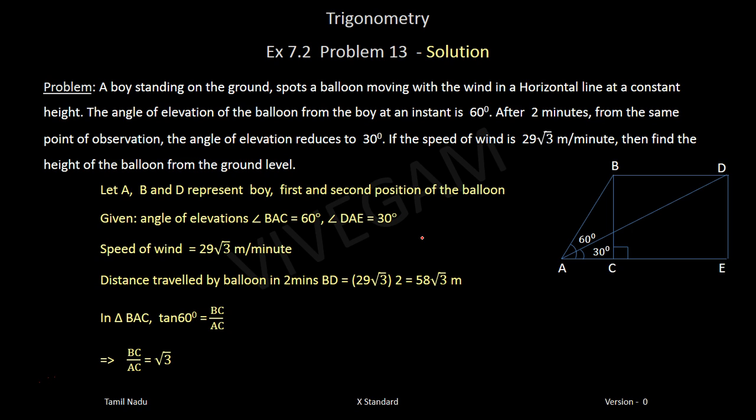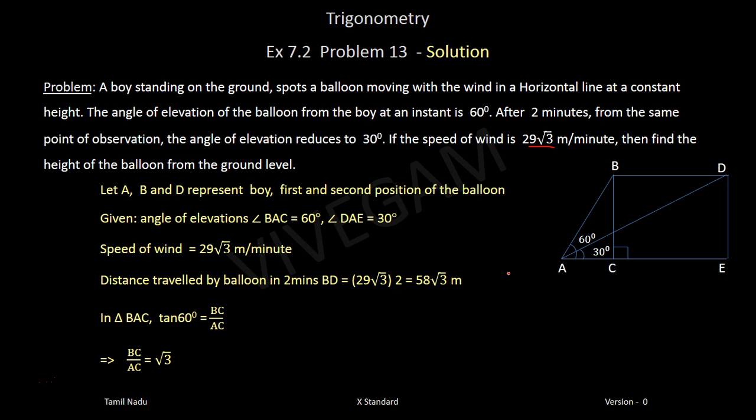Now, the speed of the wind is given as 29 root 3 meters per minute. And the distance traveled: initially he saw the balloon here, and after 2 minutes he is seeing the balloon here. And that is when the angle of elevation changes from 60 degrees to 30 degrees. What is the distance traveled? BD is speed into time, because the balloon travels at the speed of the wind. Whatever is the wind speed, that is the speed of the balloon. So the distance traveled by the balloon in 2 minutes is speed into time. So 29 root 3 into 2.